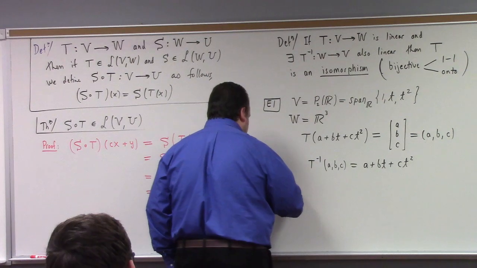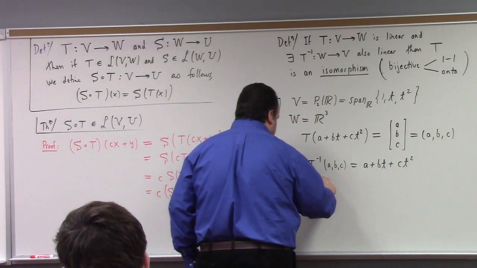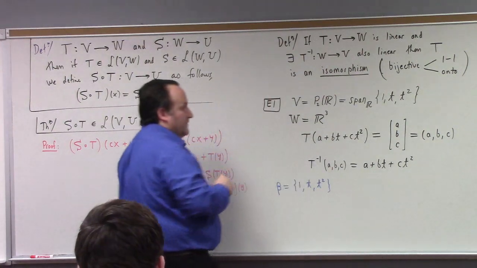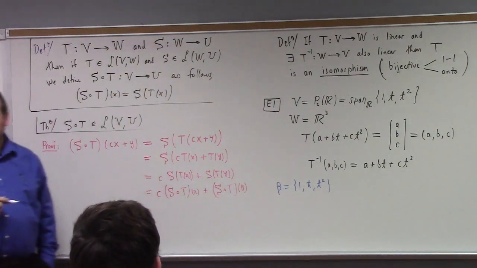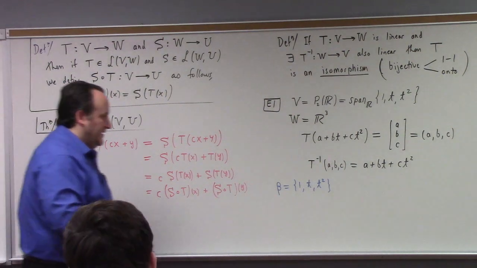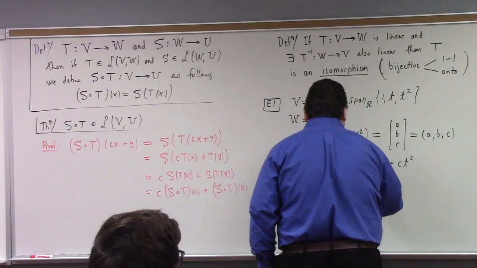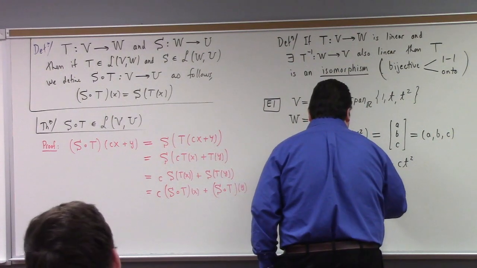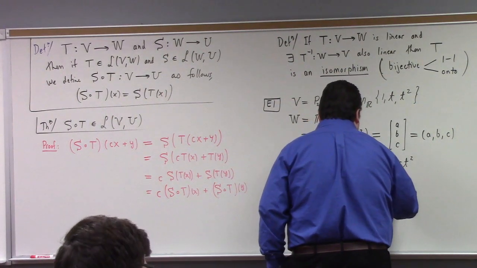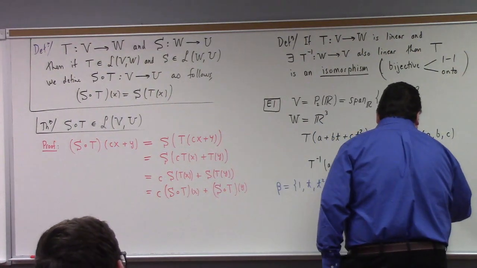If we have the basis beta equals 1, t, and t squared, that's a basis for this three-dimensional vector space of possibly degenerate quadratics in t. And with respect to that basis, the coordinate vector of a plus bt plus ct squared is (a, b, c).